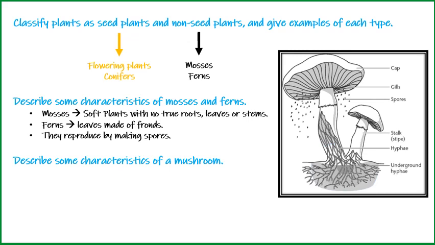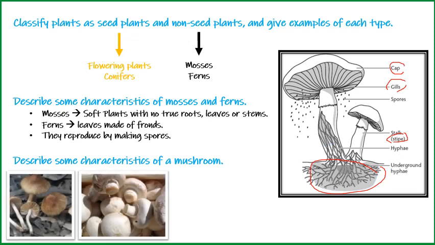What are some characteristics of a mushroom? A mushroom is a spore-bearing organism. It has 4 different parts: the cap, the gills, the stipe or the stem, and here we have the mycelial threads. People eat mushrooms of all shapes, sizes, and colors. So these mushrooms are called edible mushrooms.